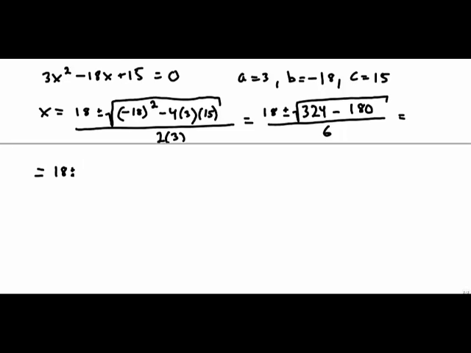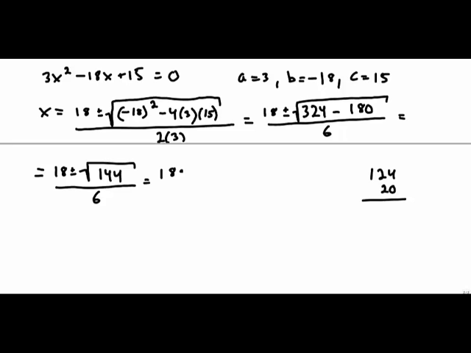18 plus minus square root of, what is this? 324 minus 180. If you work it out in your head, I think I started at 200, so from 200 to 324, I have 124, and then I actually missed 20 up to 200 where I started, so I have to add 20. This is 144. And square root of 144 is equal to 12, so we get some nice numbers in the end.